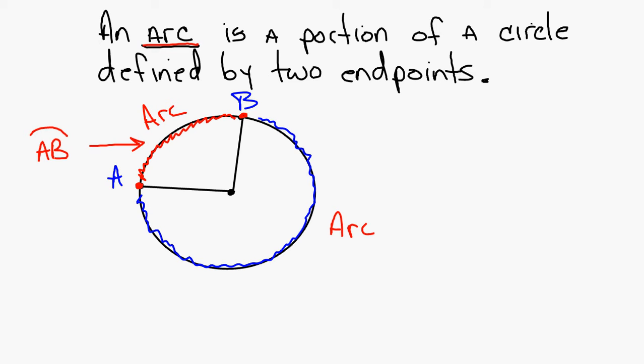Then there are three more definitions on the top of page 707: minor arc, major arc, and semicircle. So make sure you get those in your notes. A minor arc is the shortest arc connecting two endpoints.